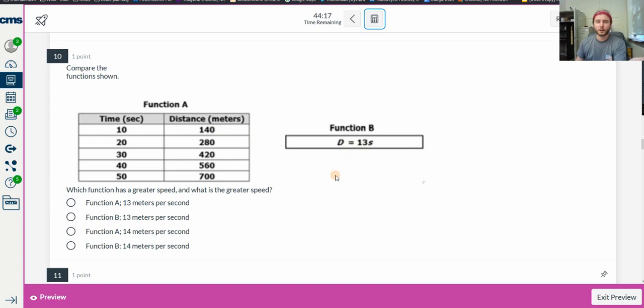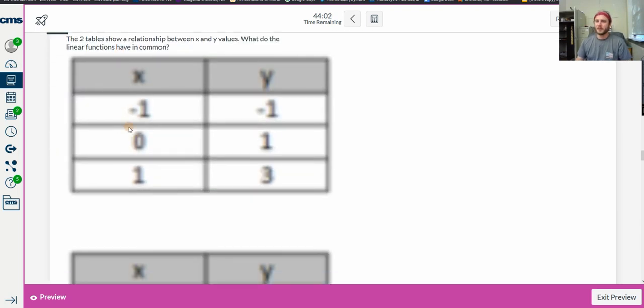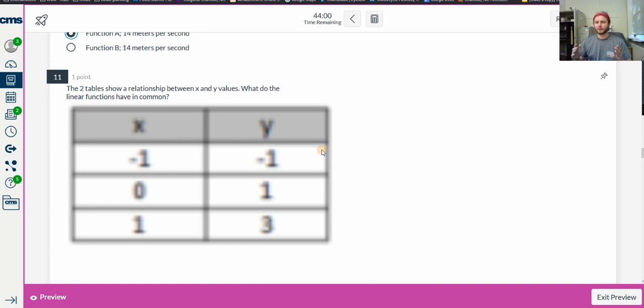So, which one is going faster? Well, it'd be function A. Function A, they're traveling at 14 meters per second. Function B is traveling at 13 meters per second. So that's going to be our answer for number 10. For number 11, yes, I know that this one was really, really fuzzy. So we'll just call it a pretend you need glasses simulator.